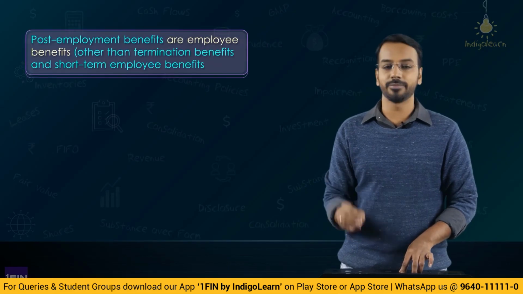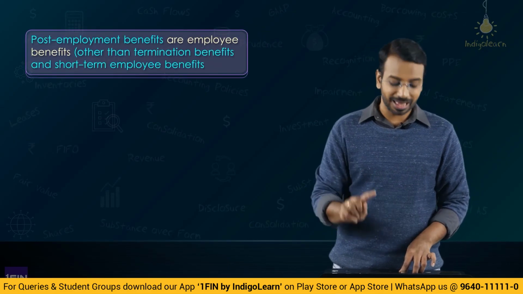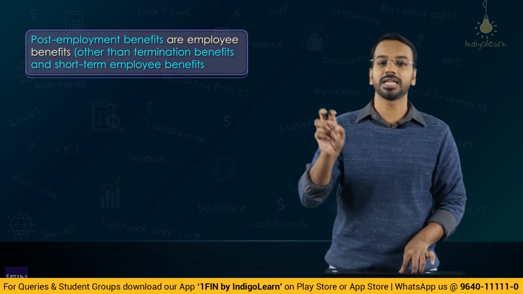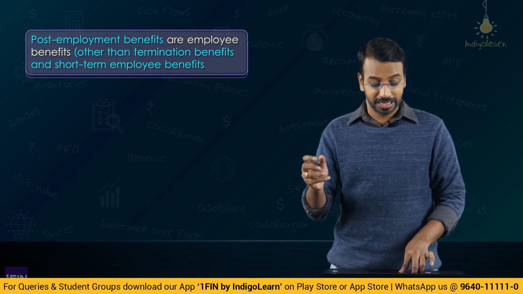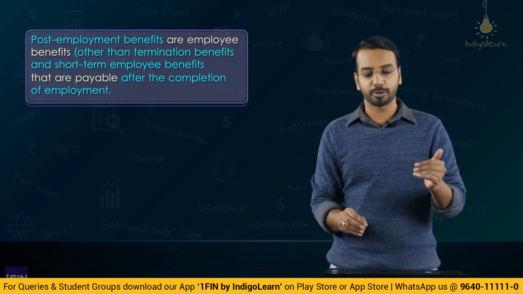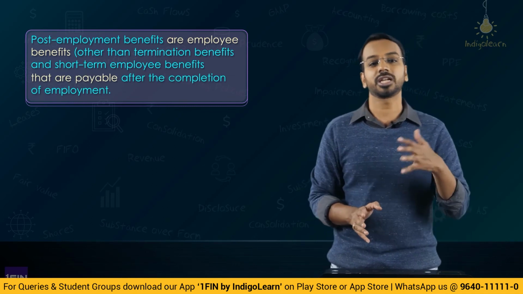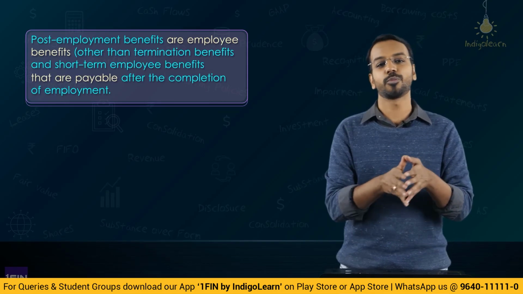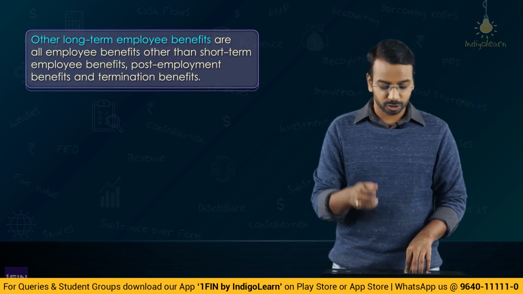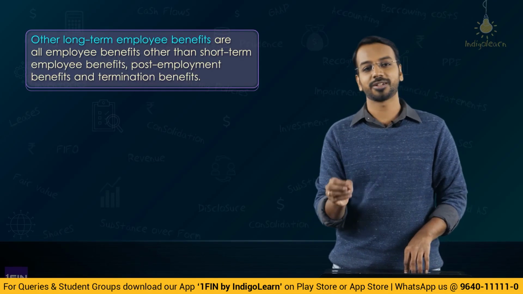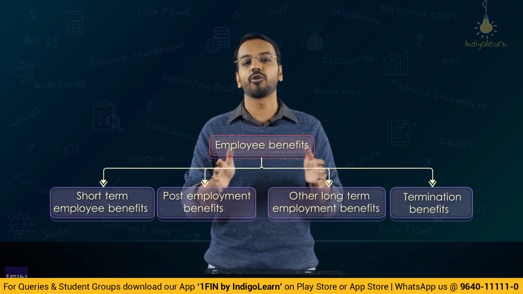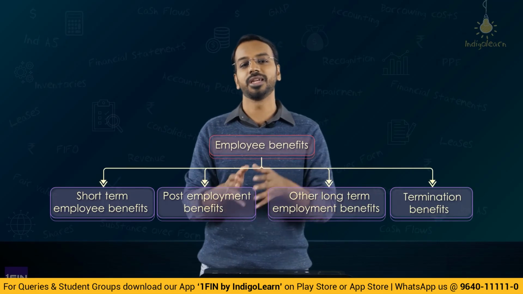Then post-employment benefits are employee benefits other than termination benefits and short-term employee benefits. So if it is a short-term employee benefit, you will not classify that as a post-employment benefit, okay? And if it is a termination benefit, that also will not be called a post-employment benefit. Post-employment benefits are those payable after the completion of employment. Then other long-term benefits are all employee benefits other than short-term employee benefits, post-employment benefits and termination benefits. That's the residual category, and we have already seen the definition of termination benefits, right? So these are the four categories of employee benefits as per Ind AS 19.